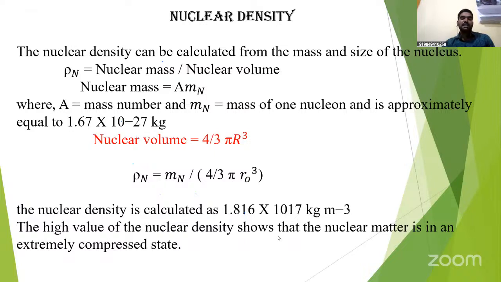The high value of the nuclear density shows that the nuclear matter is in an extremely compressed state. As the density of the nucleus is more, the state is heavily dense, with so many protons and neutrons in a small area. That is what it indicates. As the value increases, the nuclear matter is compressed heavily.